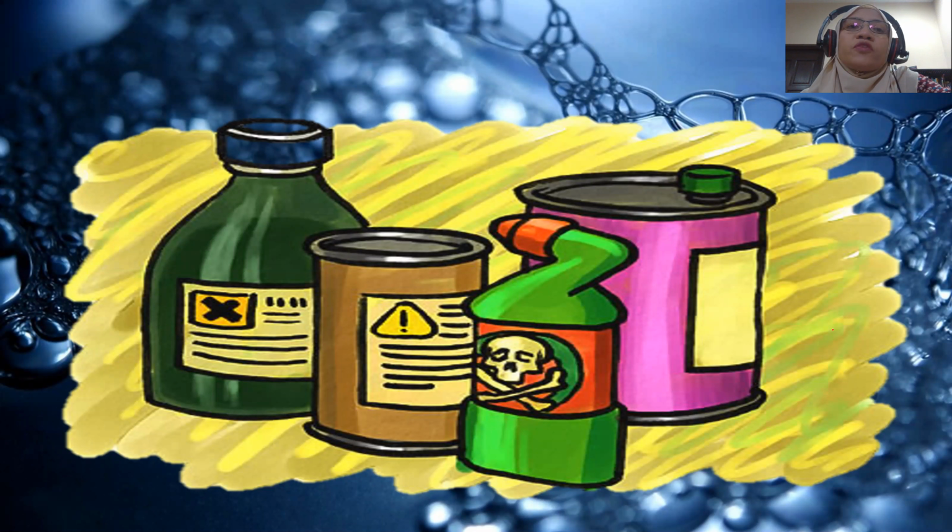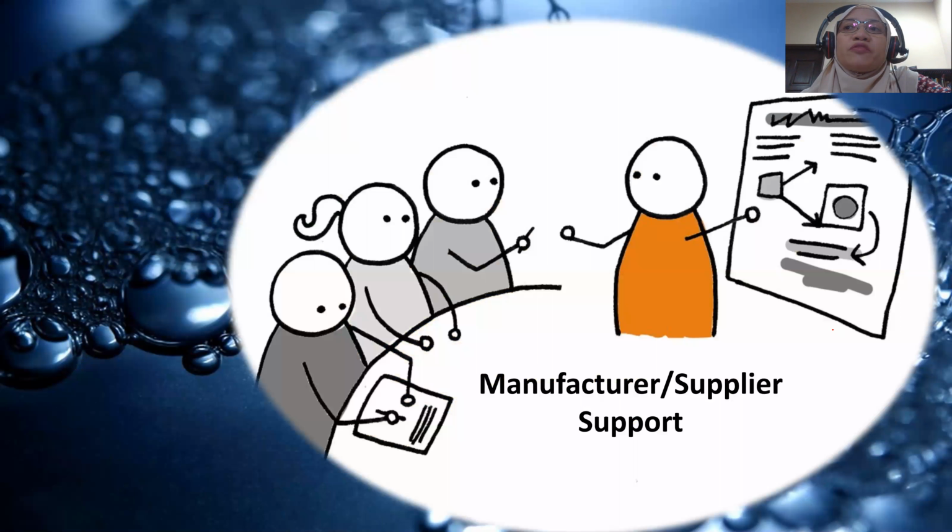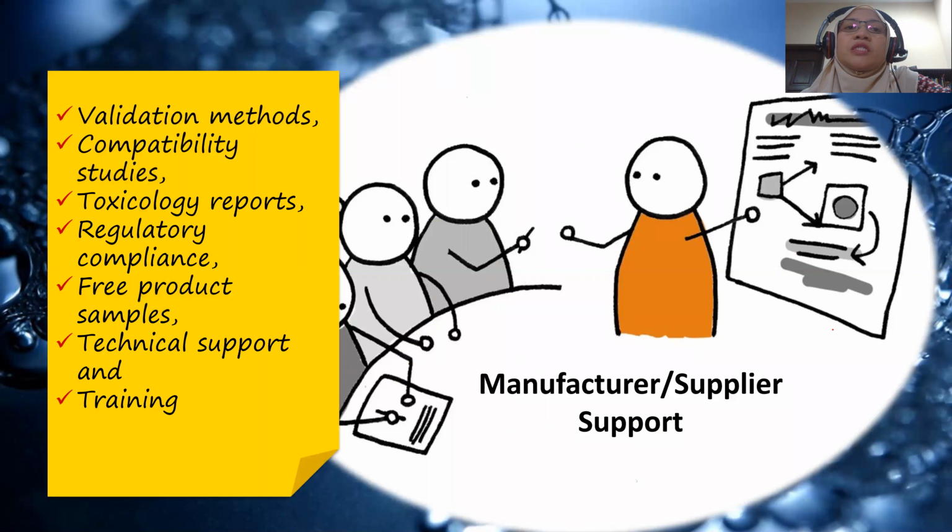Another tip that is often overlooked by the food industry is the support from the manufacturer or supplier. Find a good manufacturer or supplier which has sufficient experience and can offer technical guidance and training. A good cleaner manufacturer should supply their customers with validation methods, compatibility studies, toxicology reports, regulatory compliance, free product samples, technical support, and training.